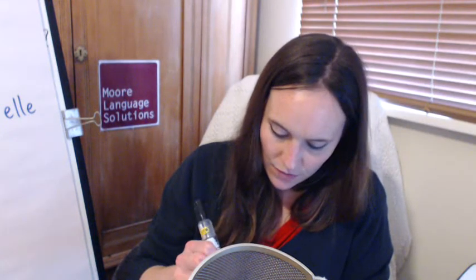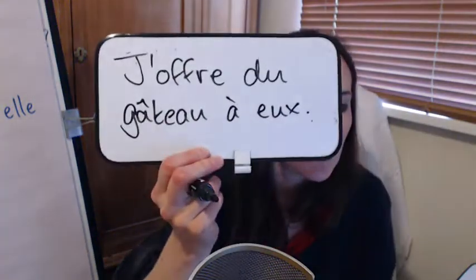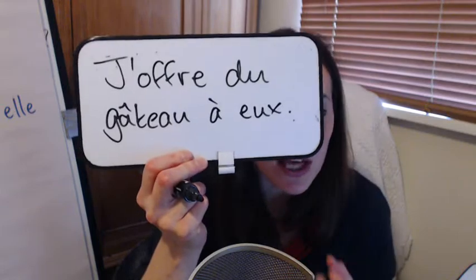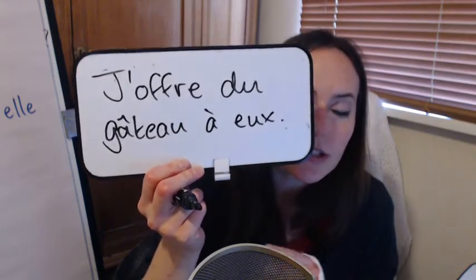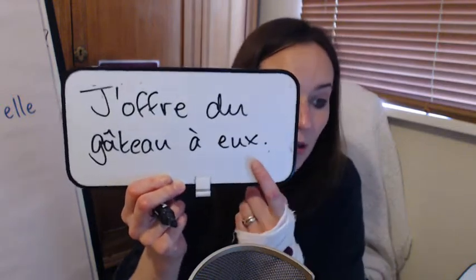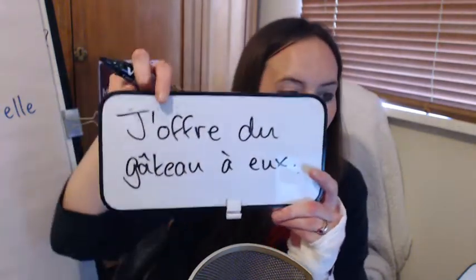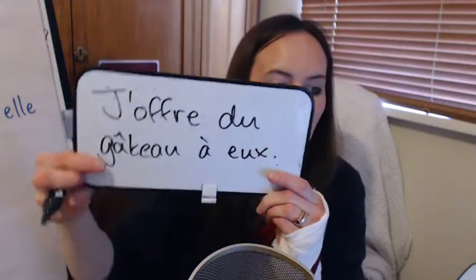Du gâteau. Some cake. J'offre du gâteau à eux. Oh, this is a difficult sentence to say. J'offre du gâteau à eux. So the à eux bit, you may not have seen that anyway, that's the way that you say them. À eux, to them. I am offering some cake.